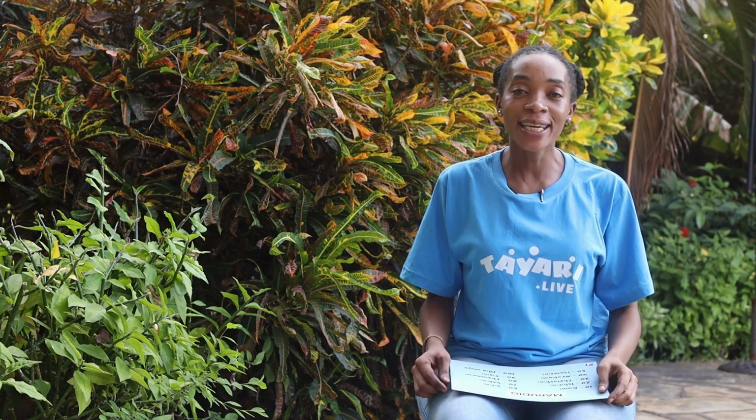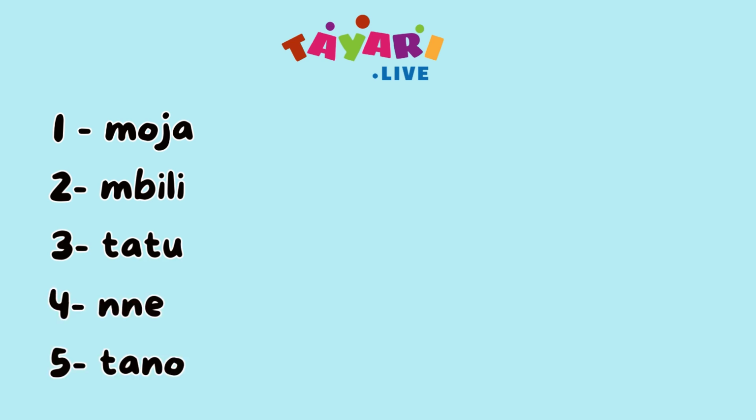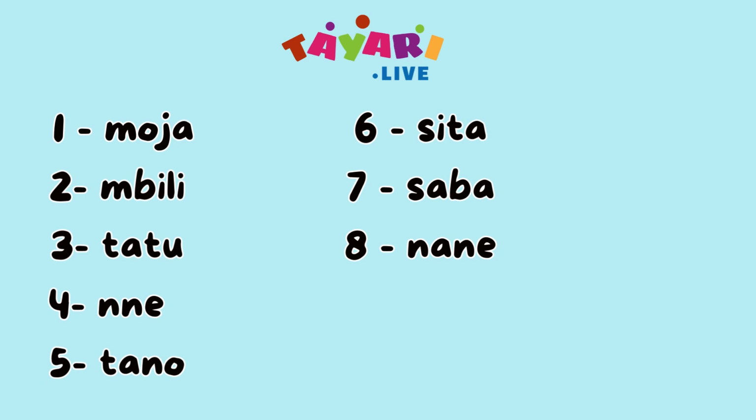Leo tunafanya kuhesabu. Unakumbuka kuhesabu? Numbers, counting numbers. Let's remember number 1 to 10. Let's count together. Moja, mbili, tatu, nne, tano. Let's continue. Sita, saba, nane, tisa, kumi.